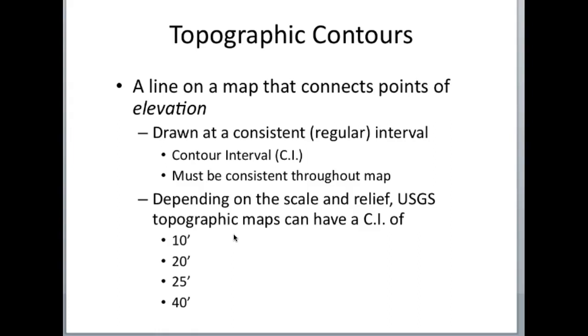So, depending on the scale and the relief, the USGS, which is commonly abbreviated for the US Geological Survey, is the most common maker of contour maps, topographic maps, that you'll find. They can have a contour interval of 10 feet, 20 feet, 25 feet, or 40 feet. So a range of different scales of maps will have different contour intervals.